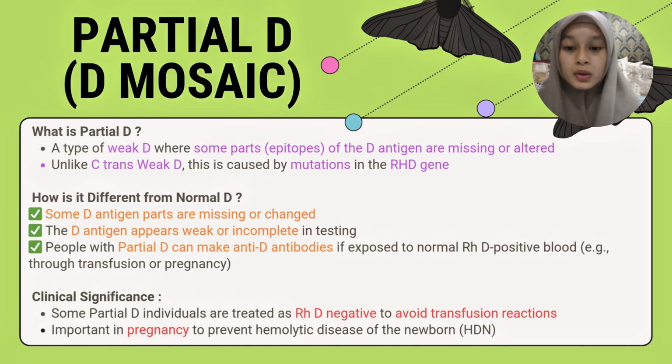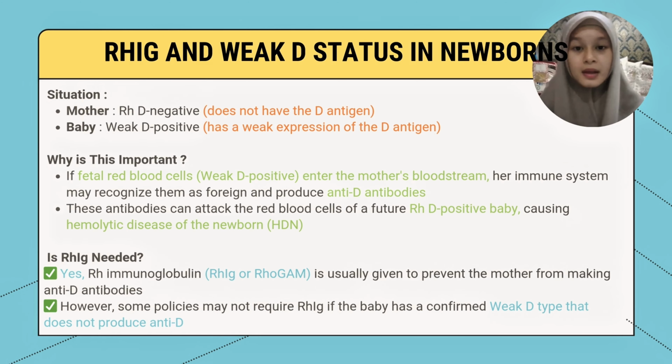People with partial D can make anti-D antibodies if exposed to normal Rhd positive blood, for example through transfusion or pregnancy. For the clinical significance, some partial D individuals are treated as Rhd negative to avoid transfusion reactions. It's also important in pregnancy to prevent hemolytic disease of the newborn.